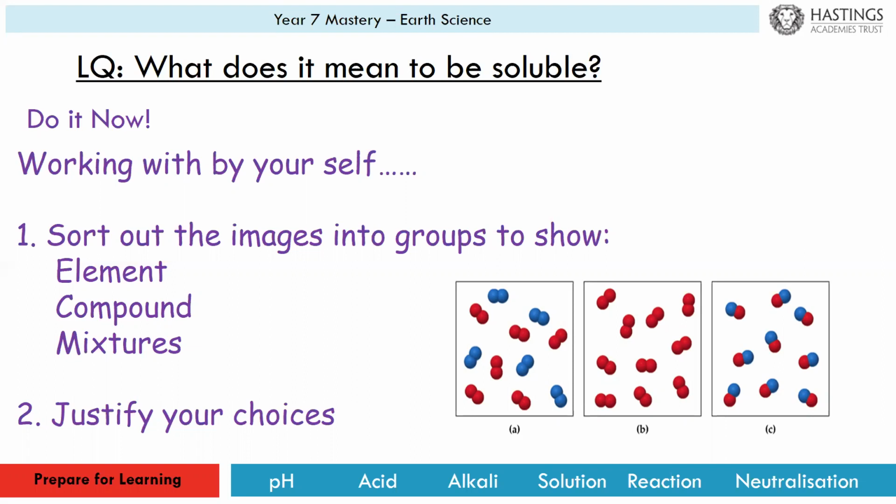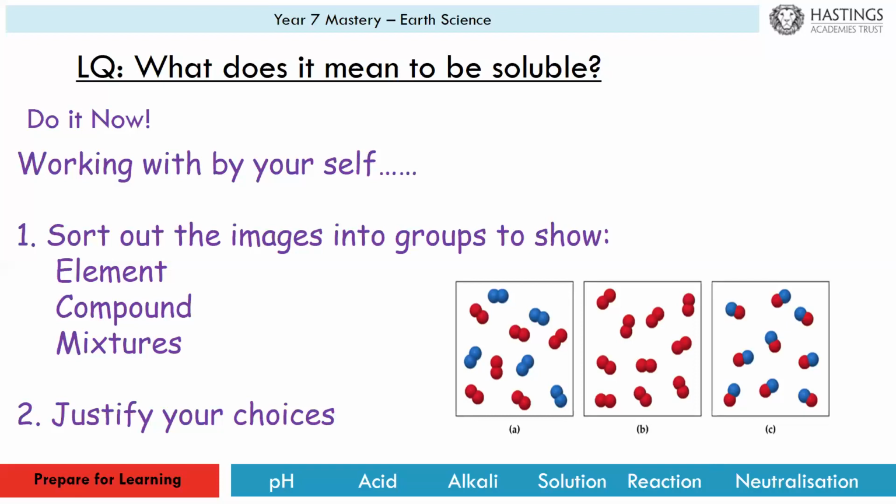Okay, so you've had 5 minutes. Hopefully you've paused the video so you can have a look at those. Let's go through the answers really quickly and then we can go from there. The element is picture B. The reason being is you can see there are only two red molecules together, but they're all the same color all across the picture.